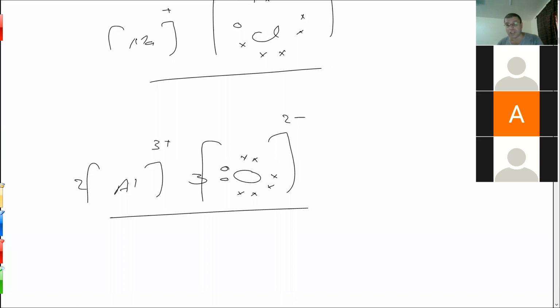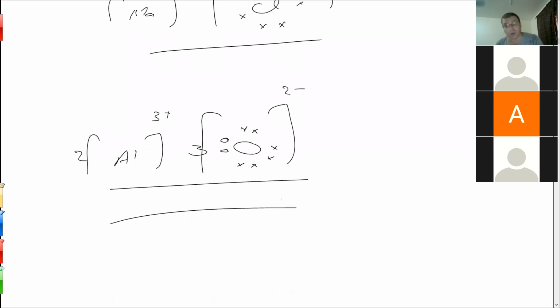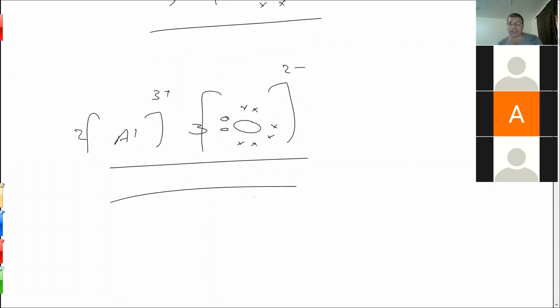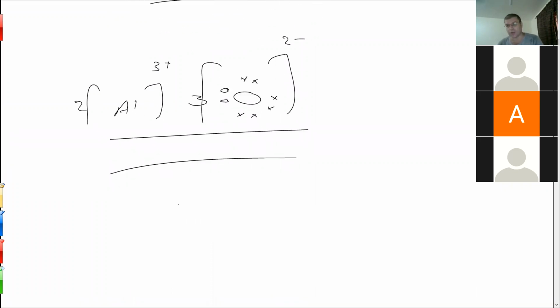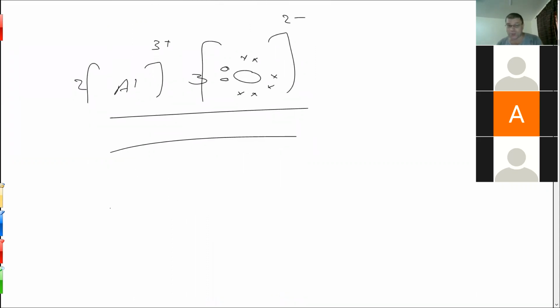If you would like to repeat the drawing twice, I mean aluminum 2 times and oxygen 3 times, accepted. You would like to keep it like this, also accepted, and you would take the full mark. If I would like to draw something, we call it calcium nitride ionic compound. How to draw it? We know that. Calcium is in group 2, so it would be calcium carrying 2 positive after losing 2 electrons.